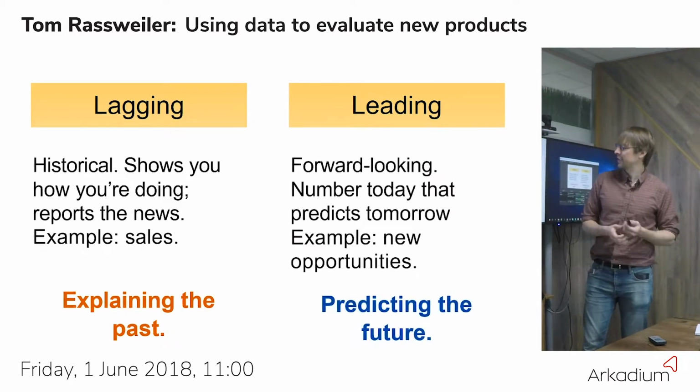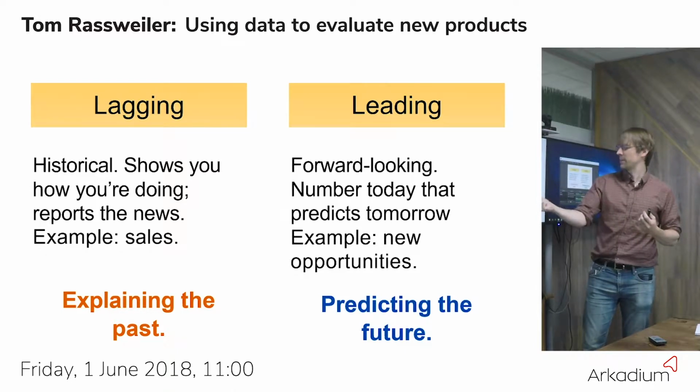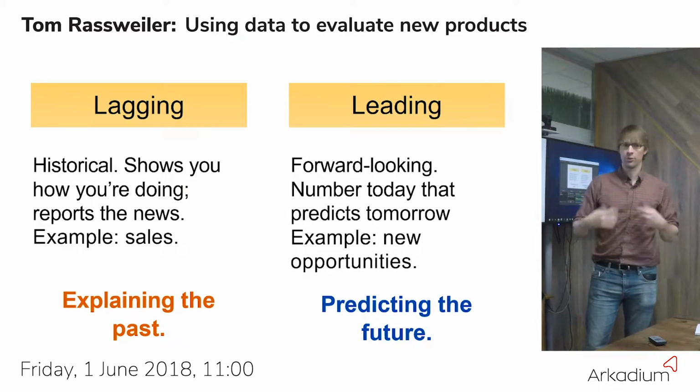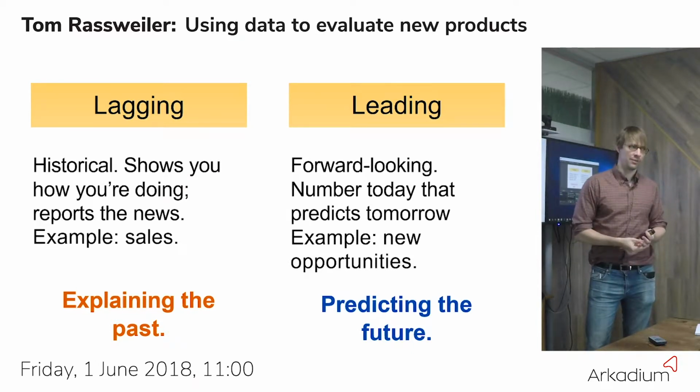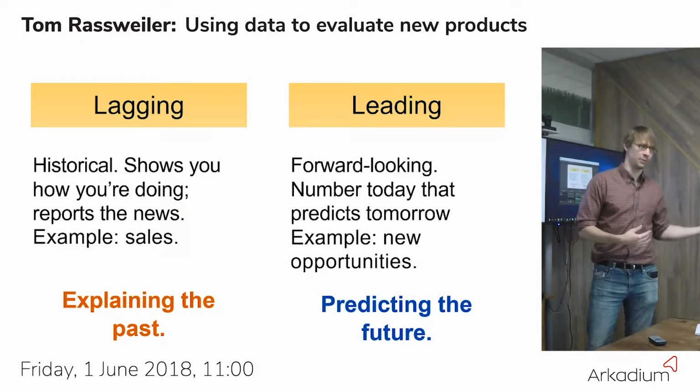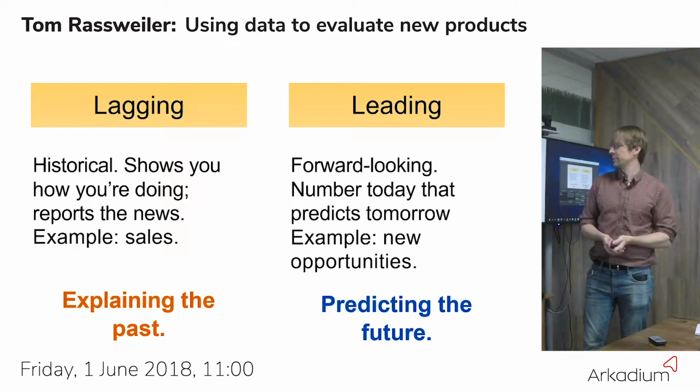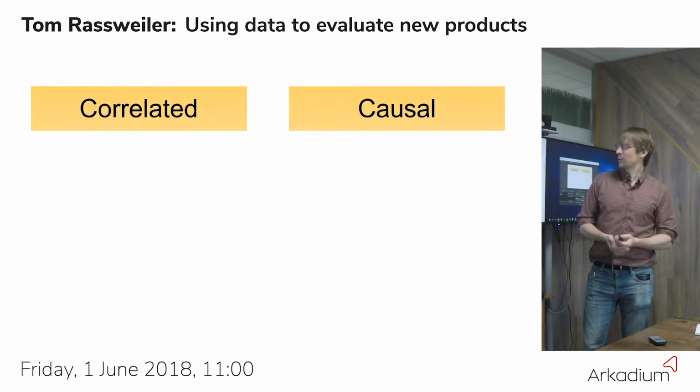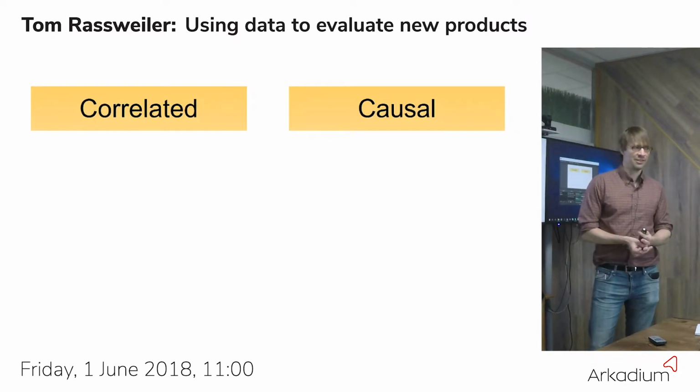A leading indicator is forward-looking, so it's some sort of number that might be predictive of where you're going in the future. So it might be like new opportunities or new installs. It might be a leading indicator of engagement moving forward. So leading and lagging. Correlated versus causal.